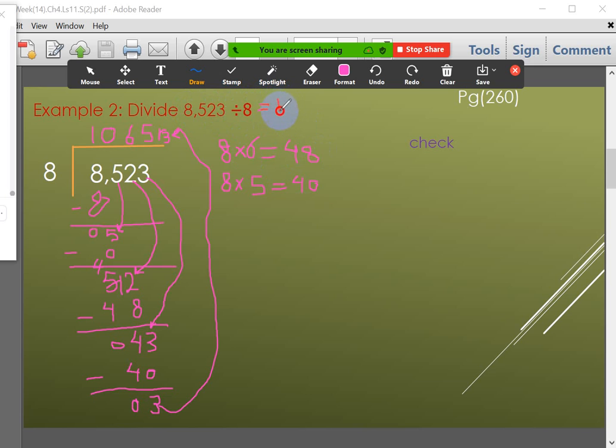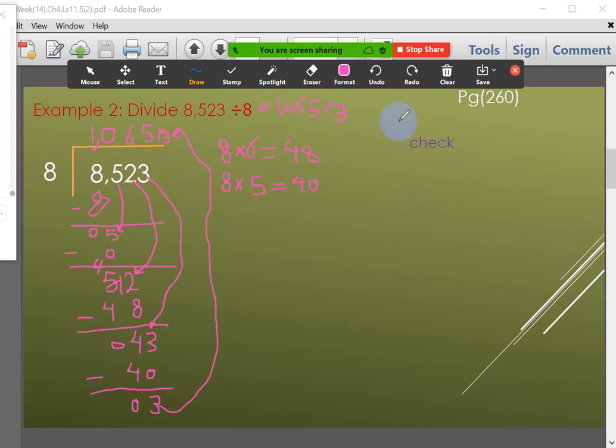Equals 1,065 and R3. This is the quotient or the answer. Yes, then type your question, please.